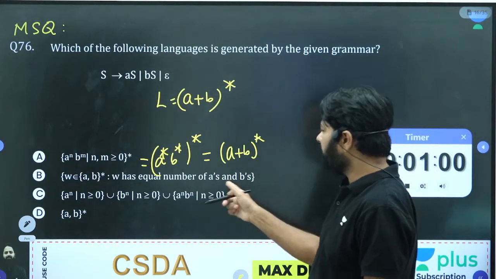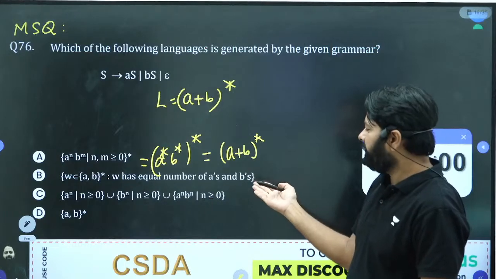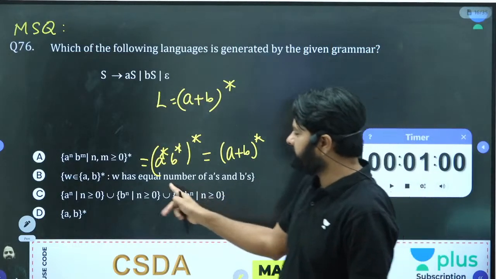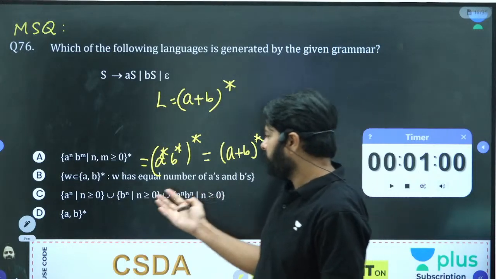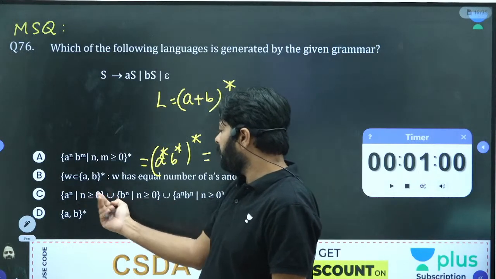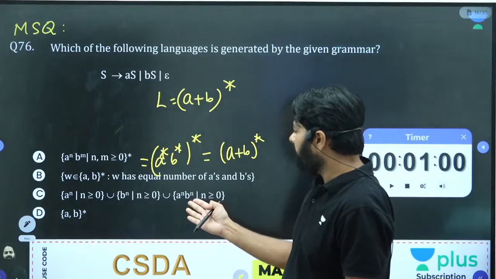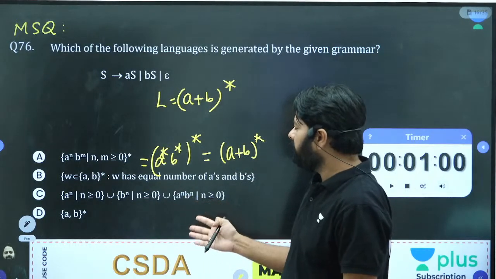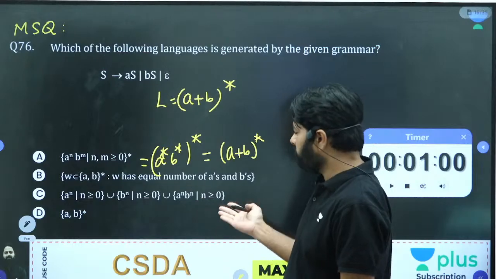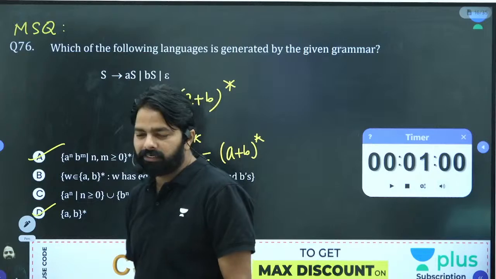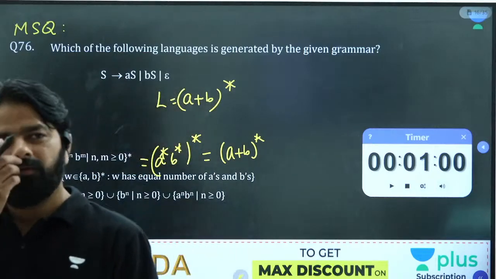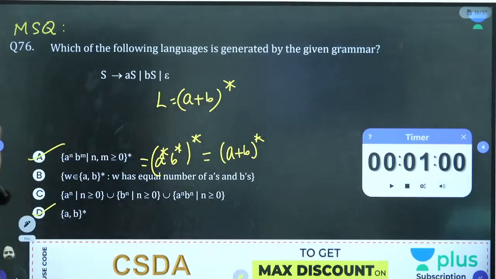This is different. It's not (a+b)*. You can't have every string in this language, only an equal number of a's and b's. You cannot have a single a or a single b in that. This one is only a*, or only b*, or a^n b^n. Now here you can't get a followed by double b. So many strings will be missed here, and A as well as D are the correct options.